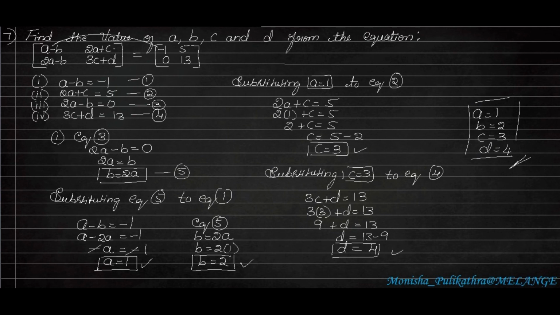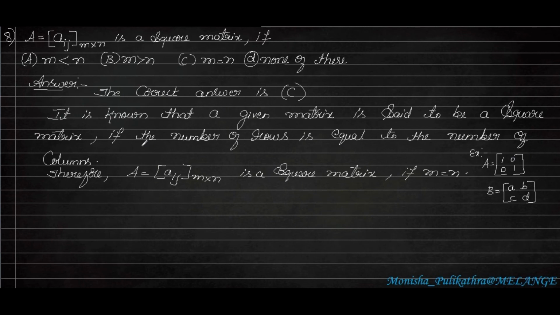I hope you understood this. So, moving on to the 8th question. The 8th question says that A is equal to aij, where i is the number of the row and j is the number of the column, of order m into n, is a square matrix. A matrix is a square matrix if: first option, m is less than n; m is greater than n; m is equal to n; and none of these. Here m is the number of rows and n is the number of columns.